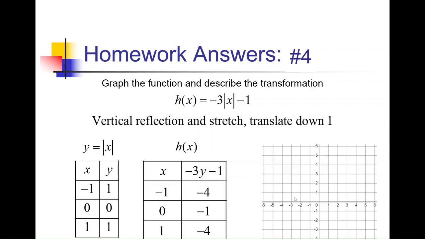All right, so putting all this on a graph, we have negative 1, negative 4 right there. 0, negative 1 is there, and we have 1 comma negative 4 down here. And let's do a little v through those. So just double checking our transformation. We've got our vertical reflection. We've got our stretch here. It's taller than it used to be. And then we've translated everything down after all of that by 1.